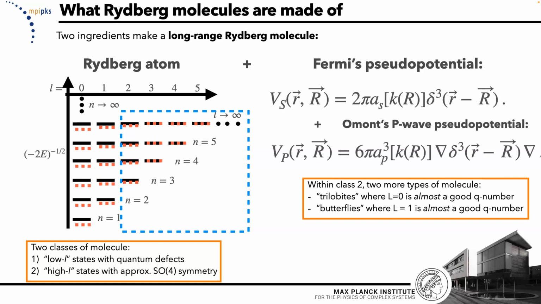The other is simply the Fermi pseudopotential and the extension to P wave due to Omont. These are the pseudopotentials that we use to describe the interaction of the Rydberg atom with the ground state atom. And just like with the Rydberg side, we get two different classes of molecule here. We also see for this high-l state, two new types of molecules forming out of these. The trilobites and butterfly molecules that you've certainly heard about, where basically the partial wave, this big L, is approximately a good quantum number and gives rise to two different types of molecules.